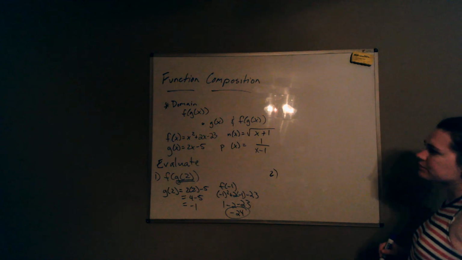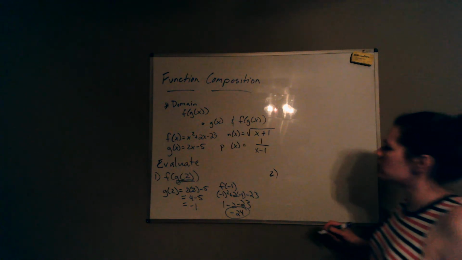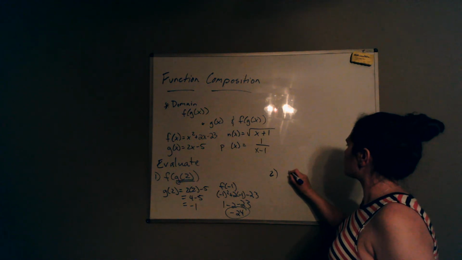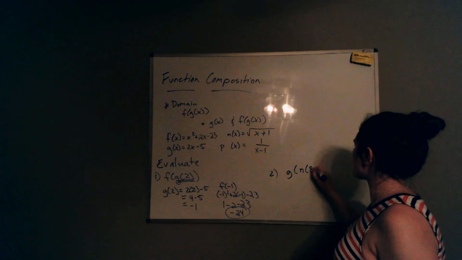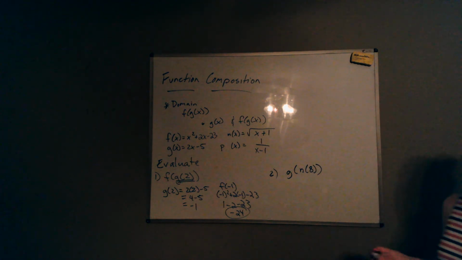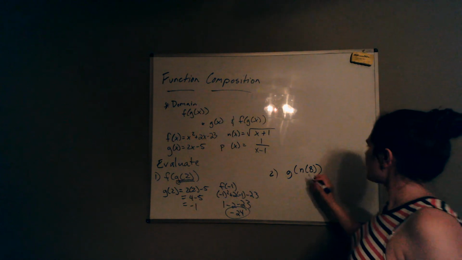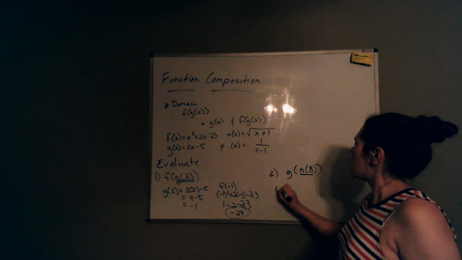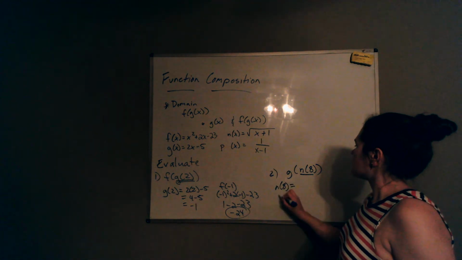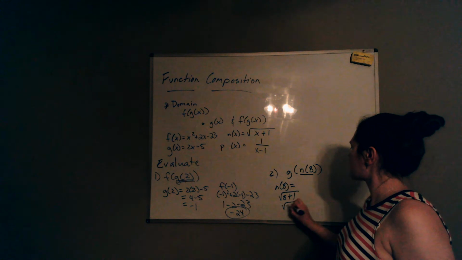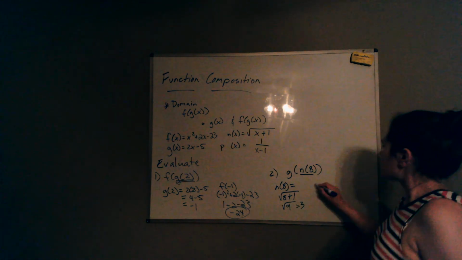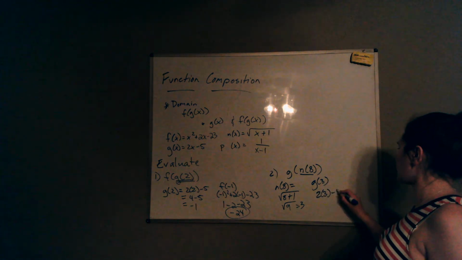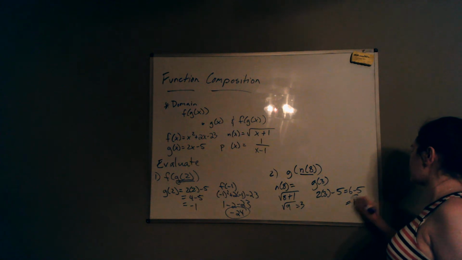Number 2, let's do g of n of 8. So first thing is, I'm taking g, and I'm going to plug into g whatever n of 8 is. So I need to first figure out what n of 8 is. So that's going to be the square root of 8 plus 1, square root of 9. What's the square root of 9? 3. So now I'm evaluating g of 3, which would be 2 times 3 minus 5. 6 minus 5. This evaluates to be 1.